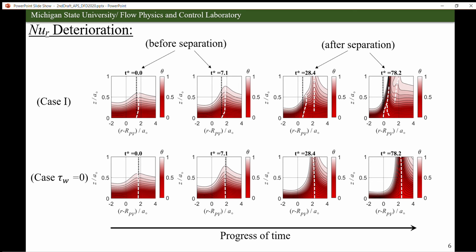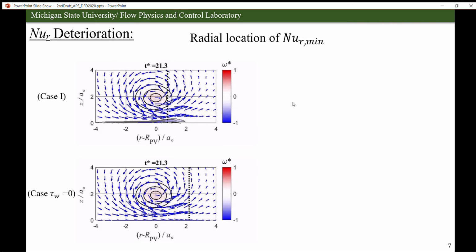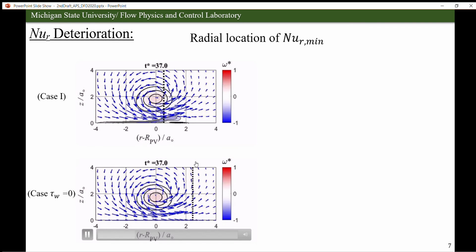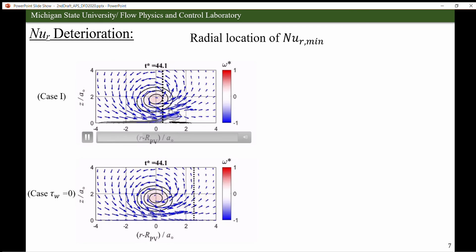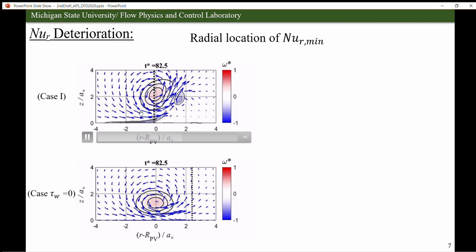So to get a better understanding of what is causing this significant movement, we look at the near wall vorticity, as you can see in this slide. So at tau equals 0, the two flows look almost similar, except for the presence of the thermal boundary layer in case 1. As the boundary layer becomes thicker and separates, the minimum Nusselt number location is displaced toward the core center.